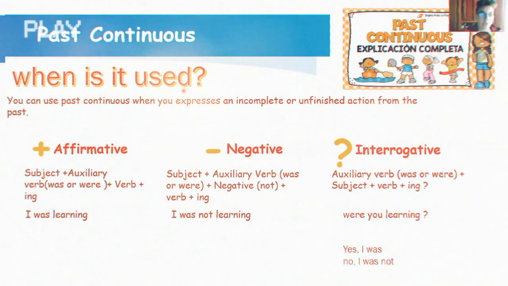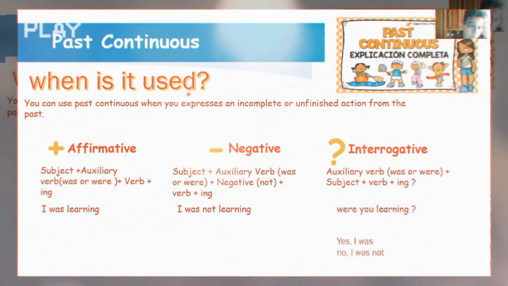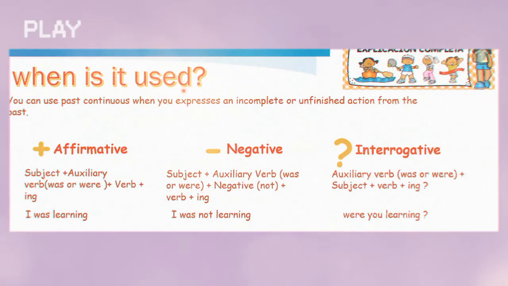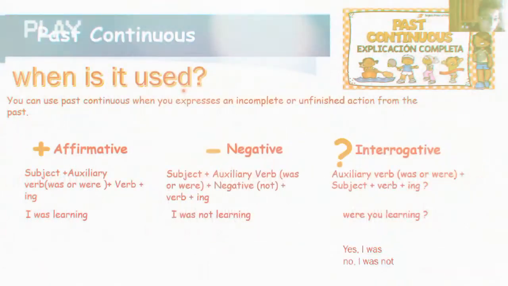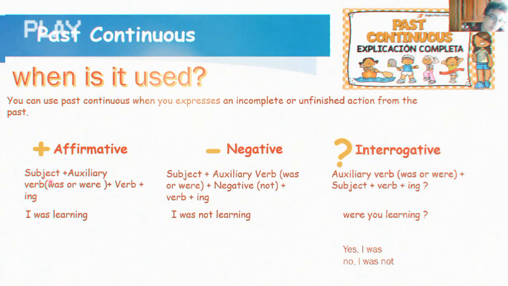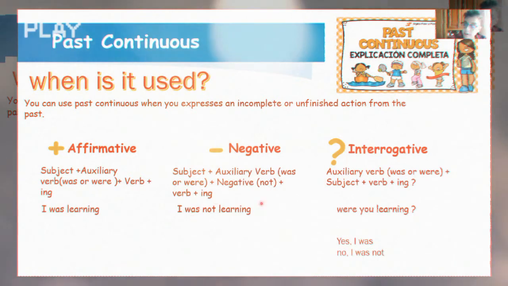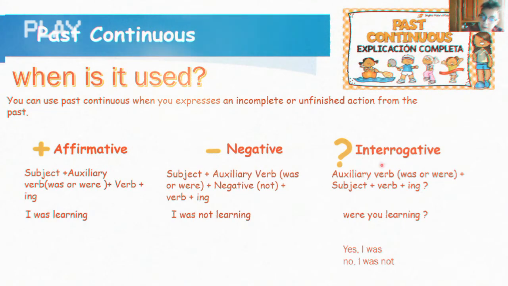Past continuous. Past continuous is similar to present continuous. You can use past continuous when you are expressing an incomplete or unfinished action in the past. Affirmative: subject, auxiliary verb was, a word that depends on the pronoun, verb with ing. I was learning. The negative form: subject, auxiliary verb, negative, and verb with ing. I was not learning. And the interrogative: auxiliary verb.